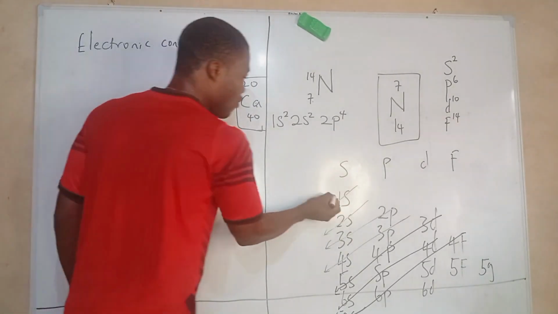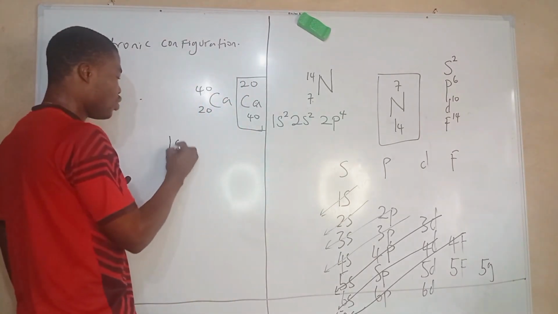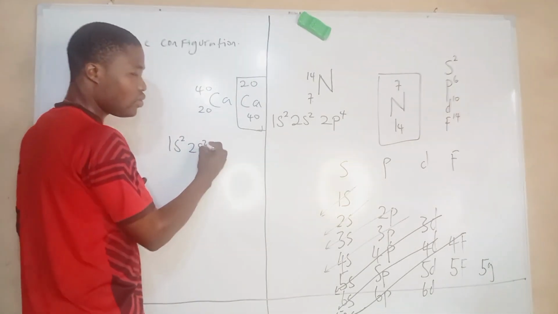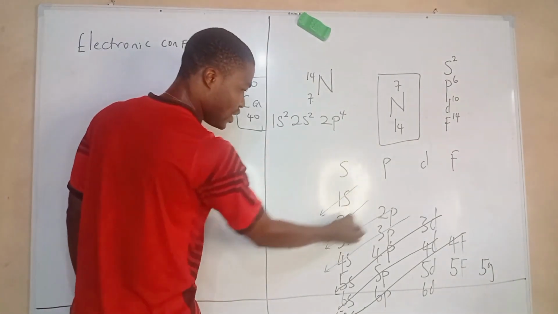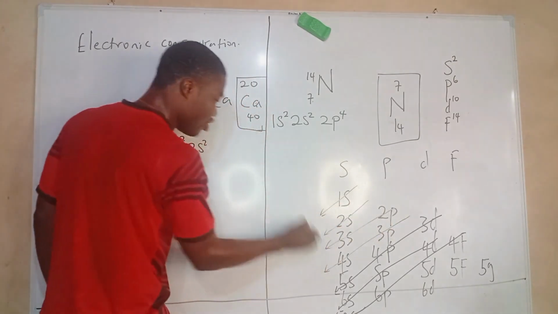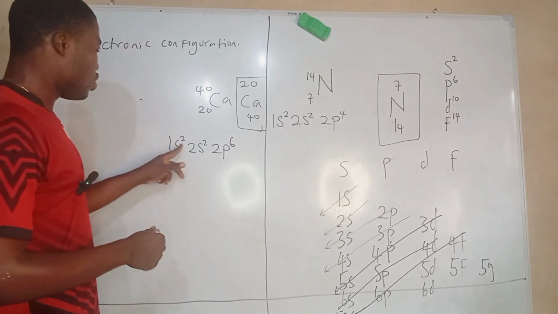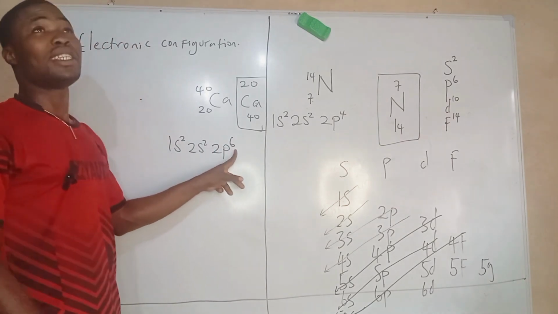So we should have 1s2, 2s2. What do we go to next? 2p, following the direction of the arrow: 2p6. So how many have I filled now? 2 plus 2 plus 6, that is 10.